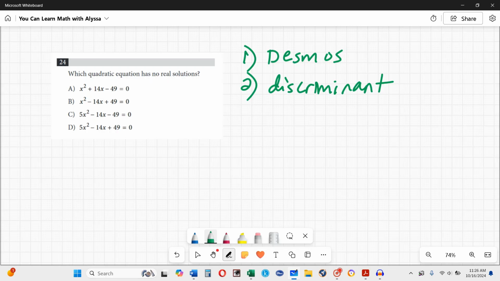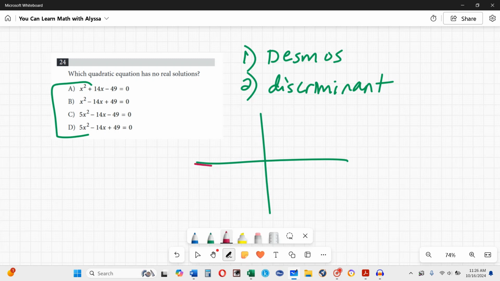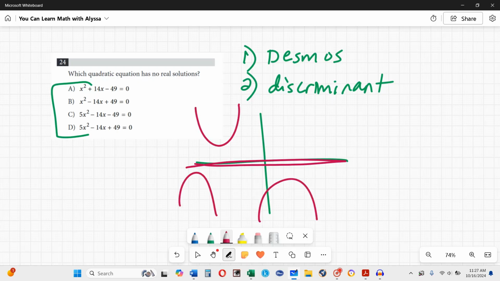Okay, so Desmos first, you're going to have to type these in one at a time. I wouldn't recommend typing all of them. Just do one and look at it, do the next one, look at it, because if you find your answer early on, you've saved some time. You're going to be looking for a parabola that does not cross the x-axis or touch it in any way. You want it to be up or down somewhere, but it can't be touching it. It just can't, because that's what the solution is.